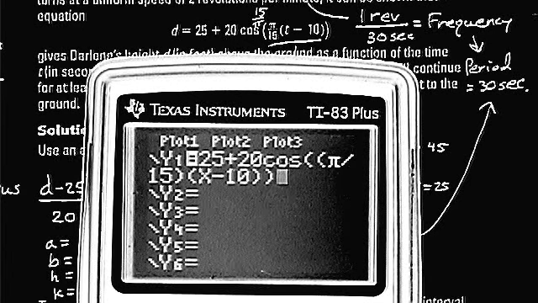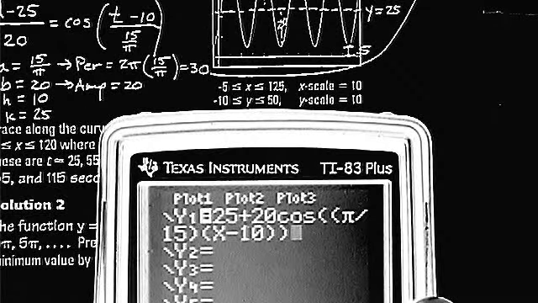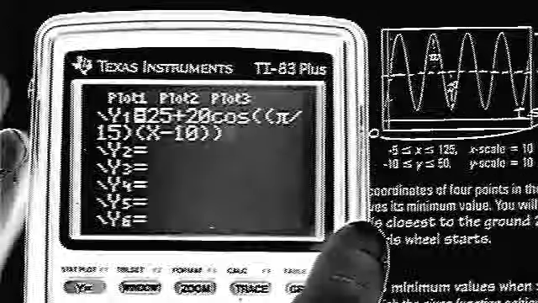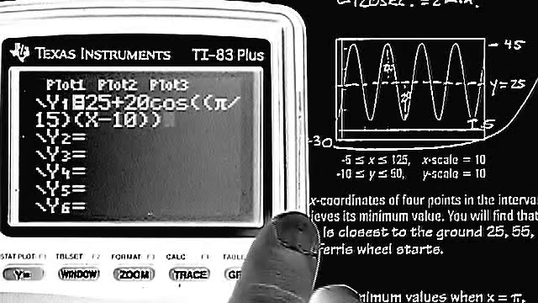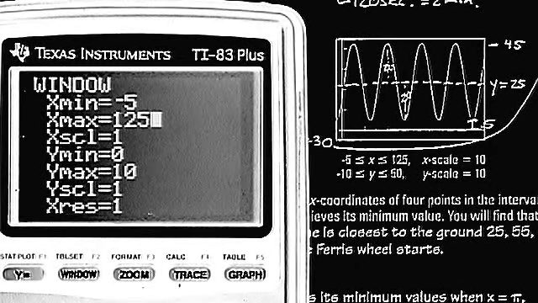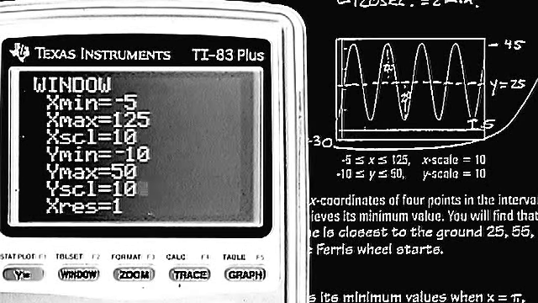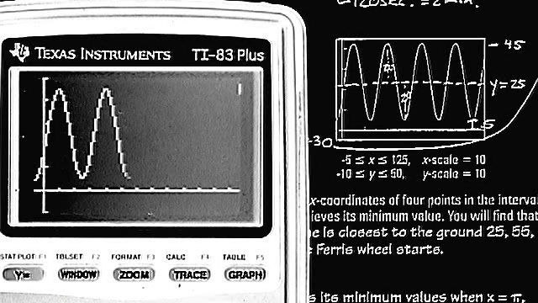Now, the window that we're dealing with, let's take a look at the window that they made. I'll put it over here, see if that'll help. The window that they made looks like this. It went from -5 to 125 with an x scale of 10. And y from -10 to 50 with a y scale of 10. So I should get a graph that looks like theirs.